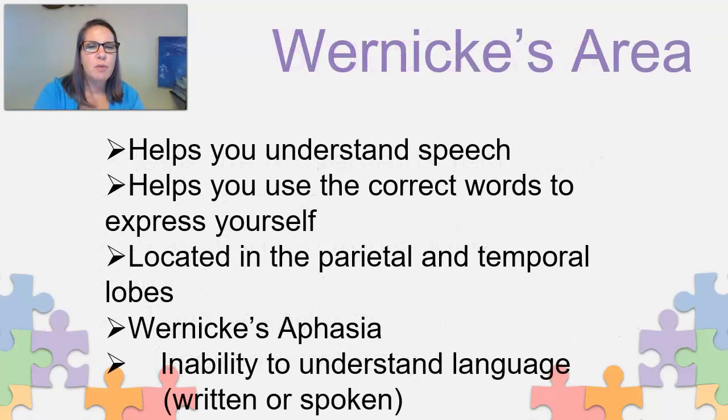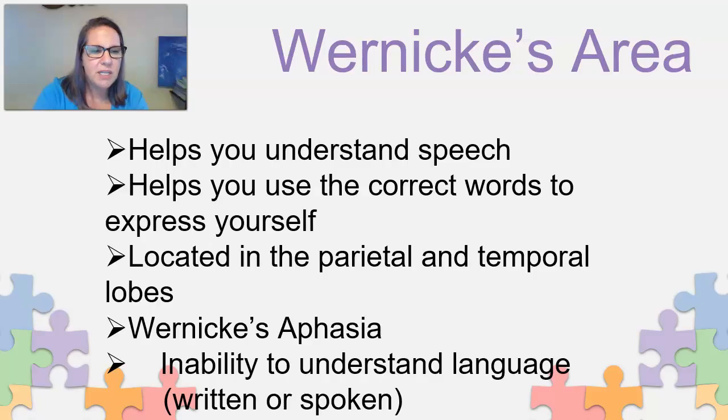The second area of your brain is Wernicke's area. So Wernicke's area actually helps you to understand speech. It helps you to be able to pick and choose the correct words that you want to use to help people understand what you're trying to say. And Wernicke's area, again, is located on the left side of your brain, but it's here, like on the side, right above your ear in the temporal lobe. And Wernicke's aphasia is the inability to understand language.